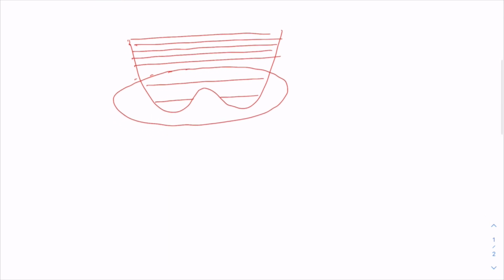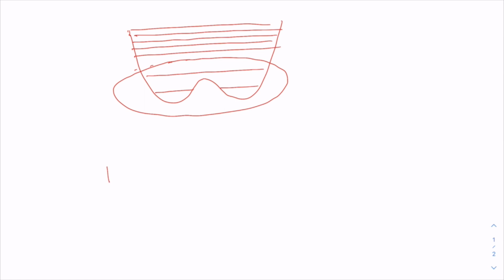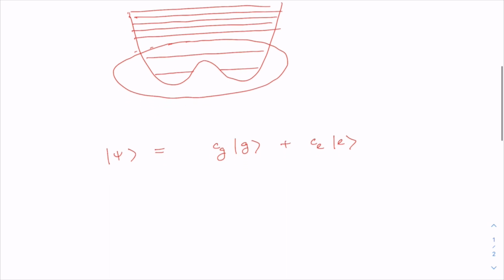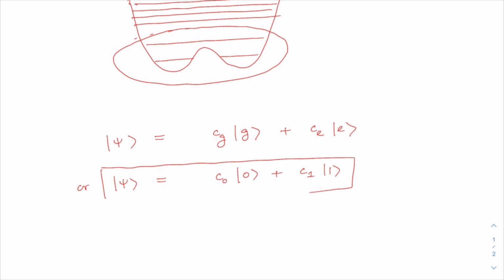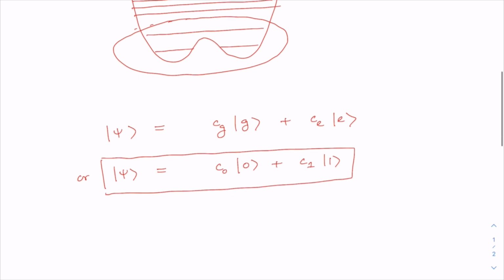Now, an arbitrary two-state system can be represented by a state vector, say ket psi, which would be the superposition of the ground state and the excited state, with their corresponding coefficients Cg and Ce. Cg mod square gives the probability of finding the system in the ground state, and Ce mod square gives the probability of finding the system in the excited state. Sometimes this two-state system can also be represented in the notation where we write it as C0 ket 0 plus C1 ket 1. In fact, this is the most used notation when one talks about a qubit.